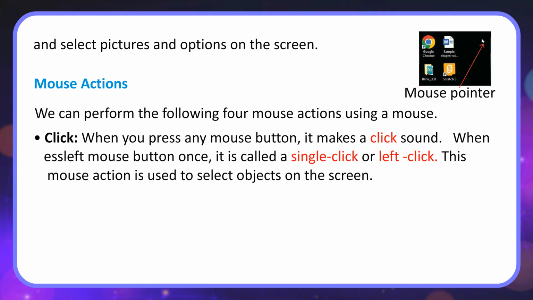Click. When you press any mouse button, it makes a click sound. When you press the left mouse button once, it is called single click or left click. This mouse action is used to select objects on the screen.